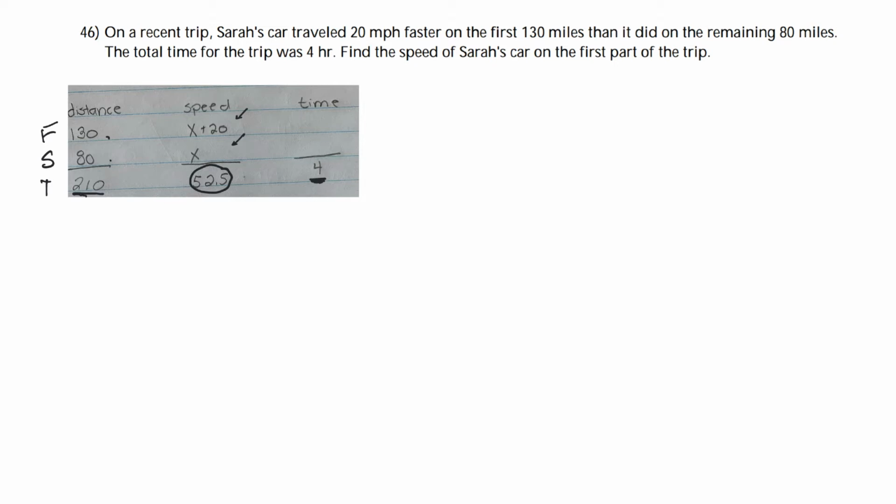So let's call this one time for the first, and we'll call this time for the second part of the trip. So if I start there and say the time for the first plus the time for the second gives me 4 hours. Now I have this formula, distance is equal to rate times time. Is that right? Yeah. Distance equals rate times time.